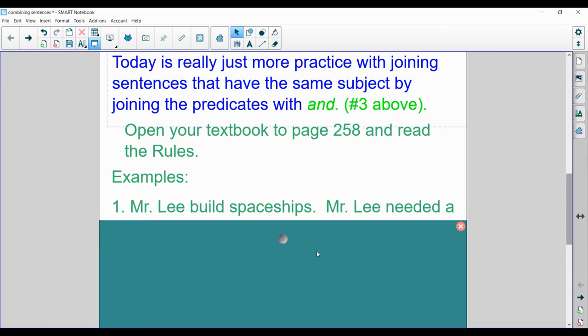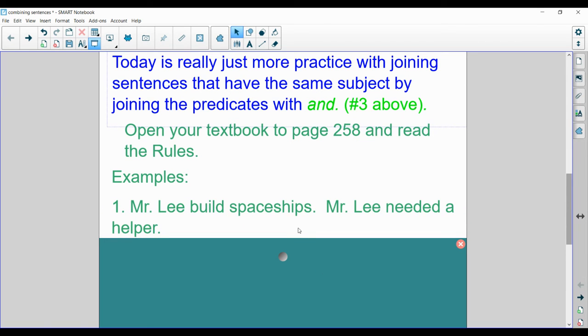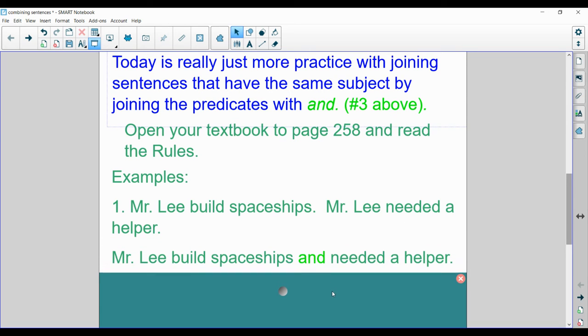Number one is Mr. Lee builds spaceships. Mr. Lee needed a helper. Mr. Lee is the same subject, but the verb and the predicate, builds and needed, tell me that my predicates are different, but I can join them. Mr. Lee builds spaceships. Mr. Lee needed a helper.